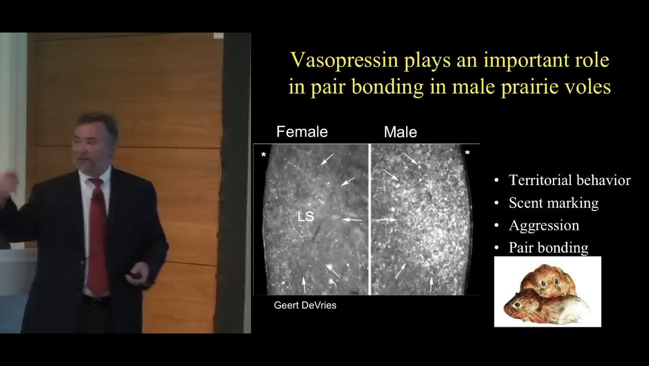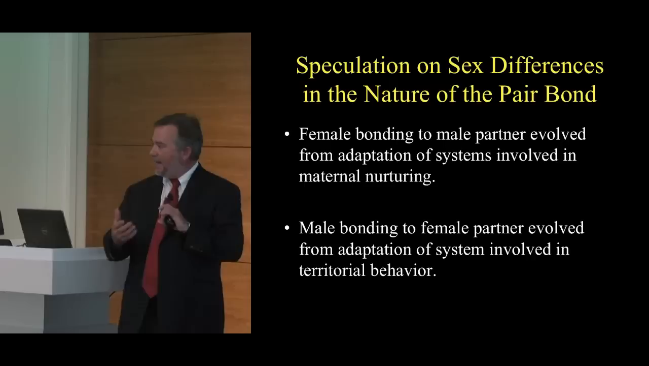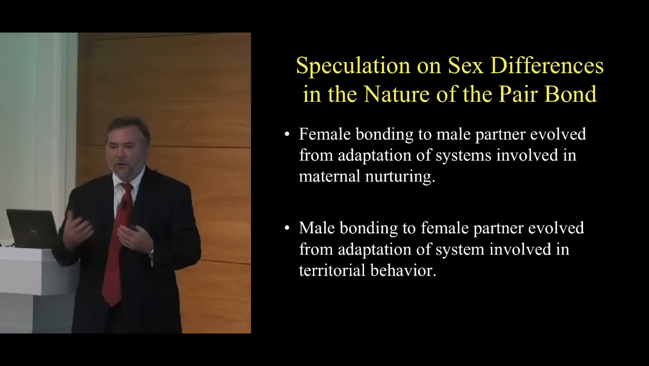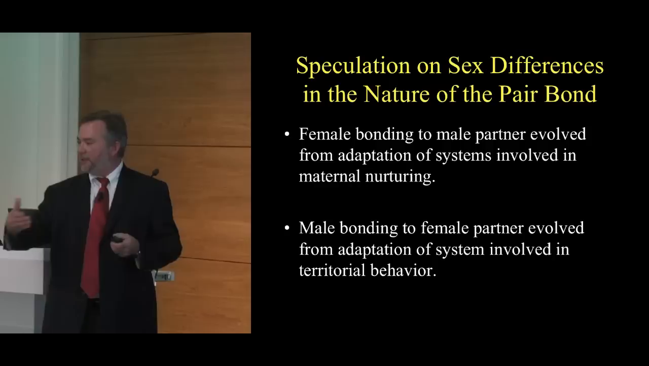So this has some interesting implications for sex differences in the nature of the pair bond, in that female bonding to a male may have evolved from tweaking of neural systems that are involved in nurturing. It's a very nurturing kind of bond. But the evolution of the male bonding to the female came through tweaking of systems that are involved in territorial behavior. So maybe for a male, the female is an extension of his territory, and it's using those same neural systems.